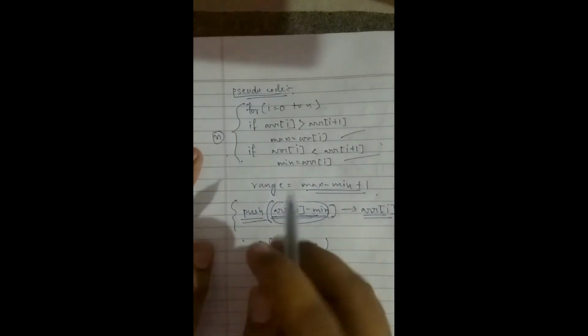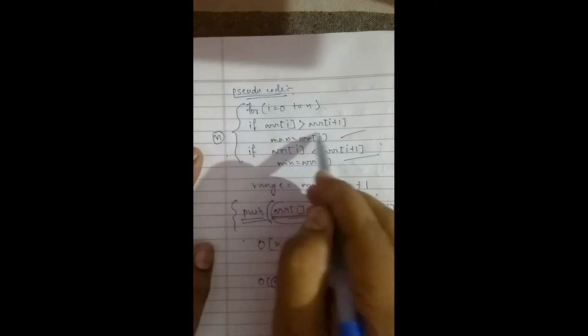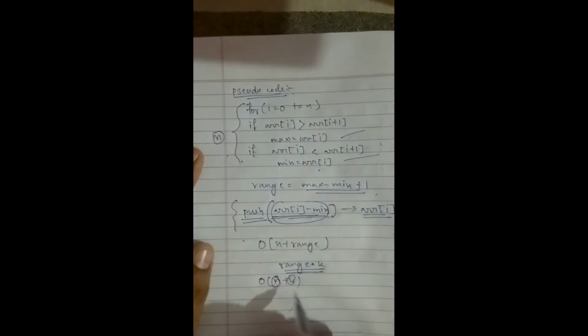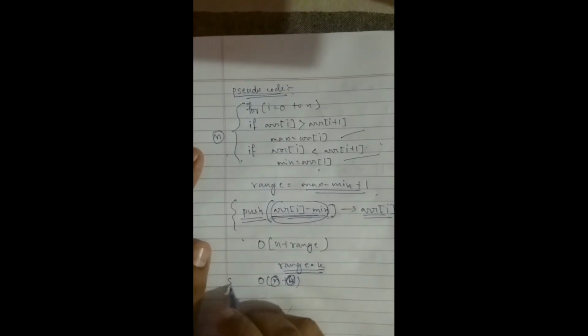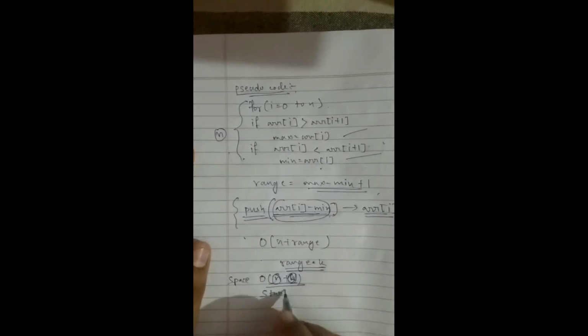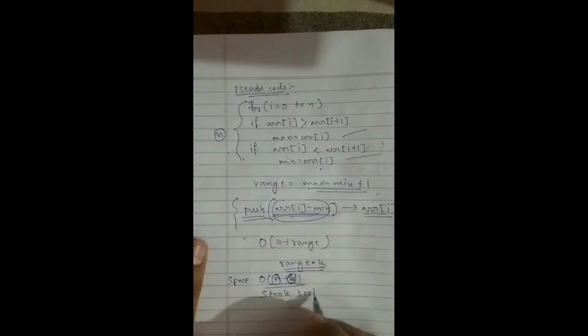And space is also order of n plus k. Order of n for finding the minimum and maximum element and copying the elements, and you have to take k number of positions. So the space complexity is order of n plus k, and this is a stable sort algorithm.